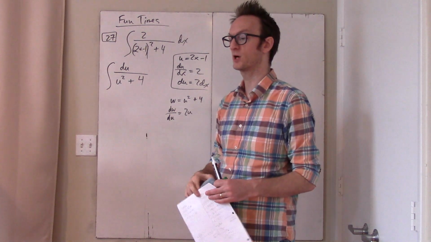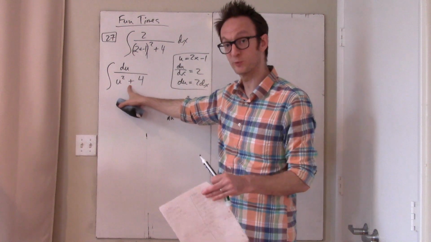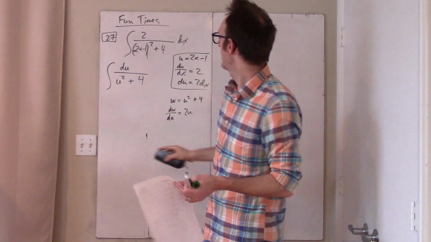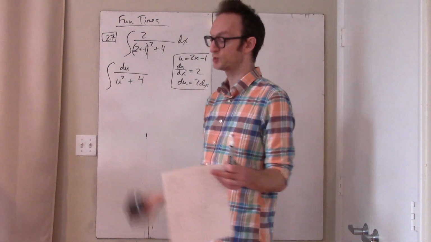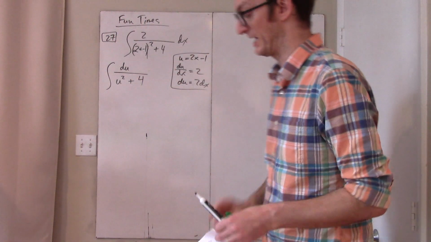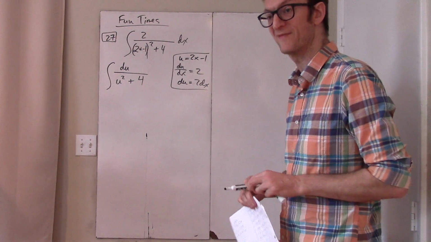If u squared plus 4 were the internal function, then the derivative of it, when you apply the chain rule, would be 2u, but there is no 2u. Which is to say, it doesn't particularly look like someone did the chain rule here at first glance. So maybe we're all out of ideas. Oh wait, I have an idea.